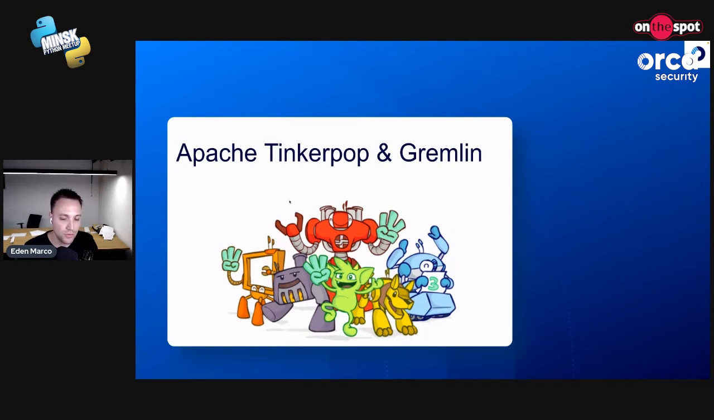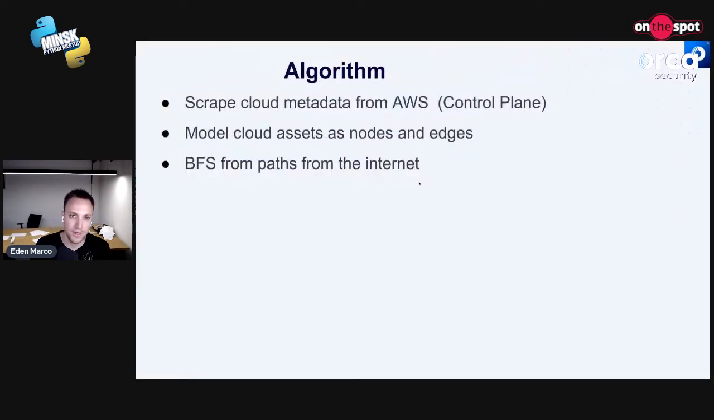We're going to use for this talk Apache TinkerPop and Gremlin. Basically, Apache TinkerPop is the framework that we will use to query our graph database, and Gremlin is going to be the traversal language. Like Neo4j has Cypher, if you're familiar with Cypher and Neo4j, we're going to use Gremlin over our Neptune DB. So let's now discuss the algorithm and what we're going to do.